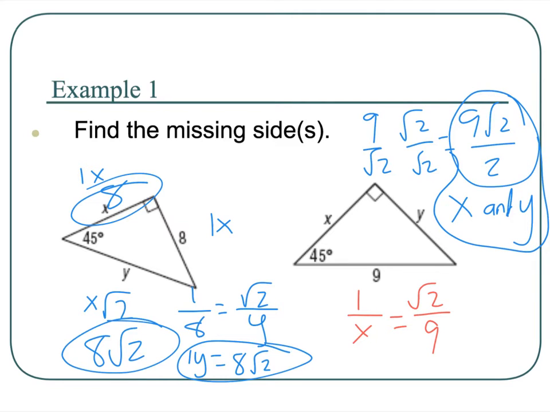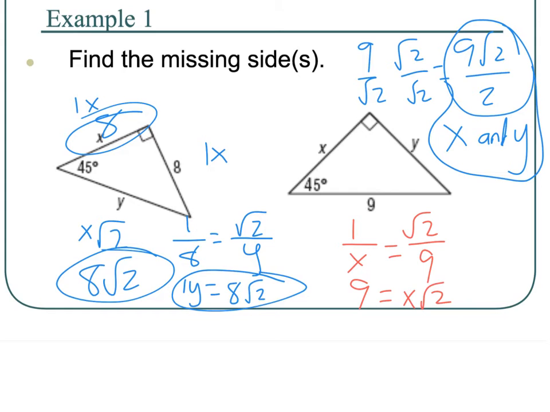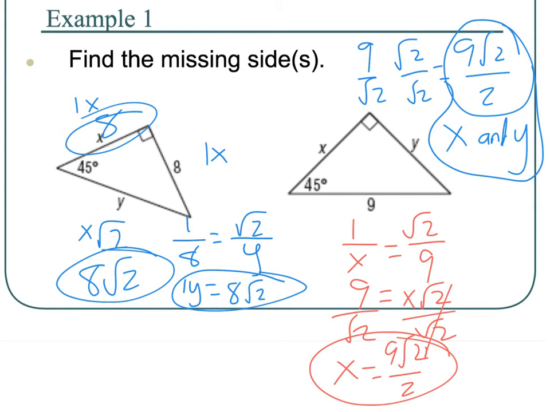So when I multiply these, I get 9 is equal to x root 2. And then to solve that, I would be dividing by root 2. And you can see that we are going to get the same result. Because these cancel, so I get x equals, if I rationalize, 9 root 2 over 2. Boom. All Gucci. Wonderful. All right, let's practice with some 30, 60, 90s.